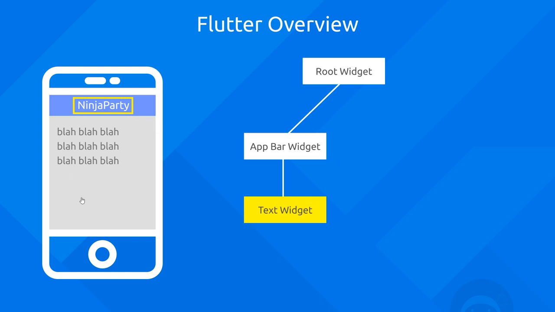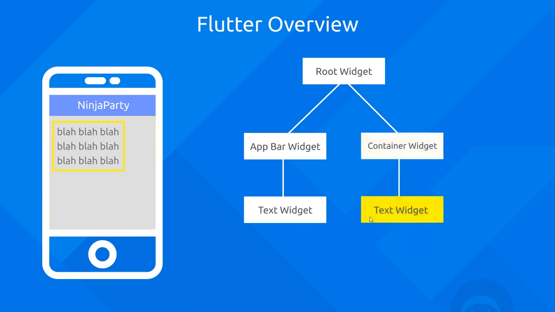Now also on the page we have this content down here, and surrounding that could be some kind of container widget, and then inside the container widget would be a text widget. So we can see now this tree is taking shape, and not many applications that you create using Flutter are going to be this simple and just contain a handful of widgets like this, but you can see this general idea of what's known as a widget tree in Flutter. So a widget tree just describes the structure of widgets inside your app.